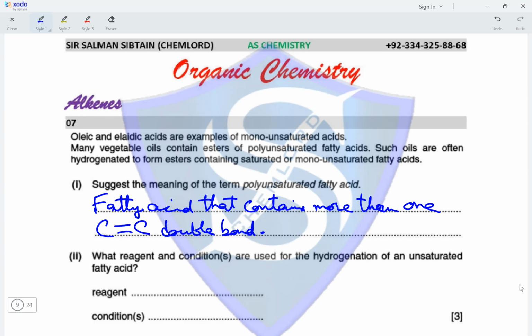What reagents and conditions are used for the hydrogenation of an unsaturated fatty acid? So the reagent used is hydrogen and the conditions used are nickel catalyst at 150 to 200 degrees Celsius. So that would result in hydrogenation of the carbon-carbon double bond, or in this case, hydrogenation of the polyunsaturated fatty acid.